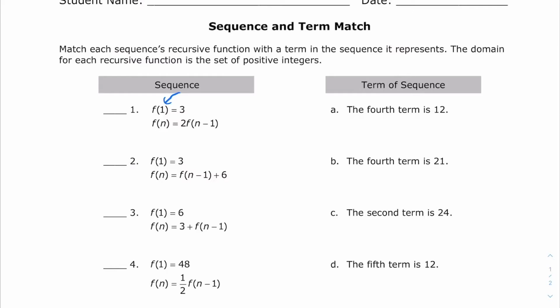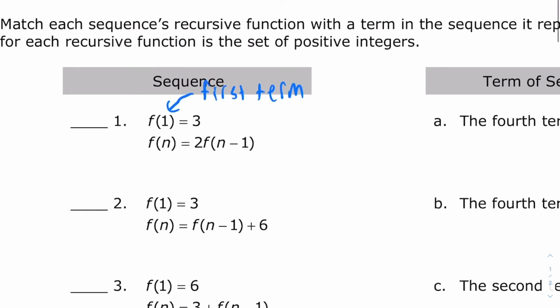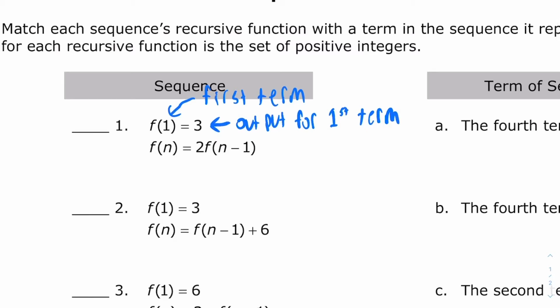F1 means that this is the first term. The 3 means this is the output for the first term. In this formula, whatever the number is inside of that parentheses is the term that you're finding. So this does not mean f times 1. The 1 in the parentheses means that that is the first number.